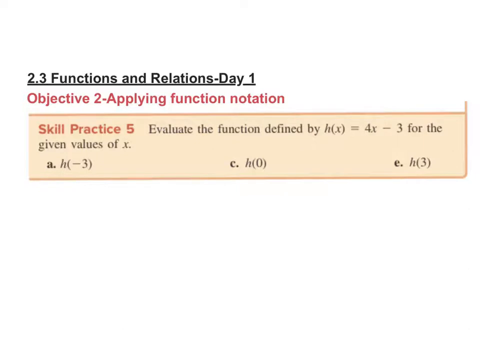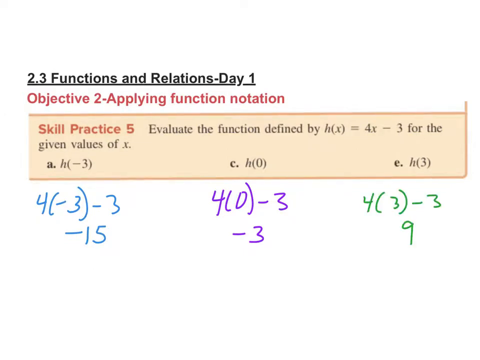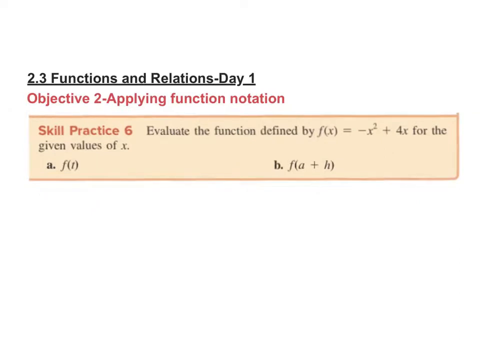So on this first one, you're just plugging -3 in. How many got that? -15. Okay, good. Next one, plug 0 in. Simple enough, -3. And the last one, you're plugging 3 in. 4 times 3 is 12, minus 3 is 9. How many had all 3 of those right? Good. Last 2. And you'll see something like this.